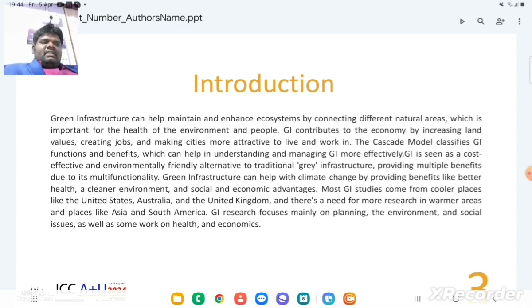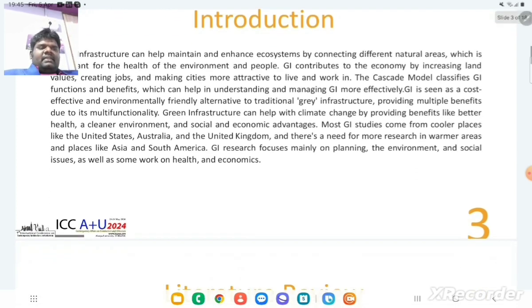The cascade model classifies green infrastructure function as an effective and environmentally friendly alternative to traditional green infrastructure, providing multiple benefits due to its cleaner environment and socio-economic advantages. Most green infrastructure studies come from cooler places like the United States, Australia, and United Kingdom. There's a lot more research needed in warmer areas and places like Asia and South America. Green infrastructure research focuses mainly on planning and environment, social.